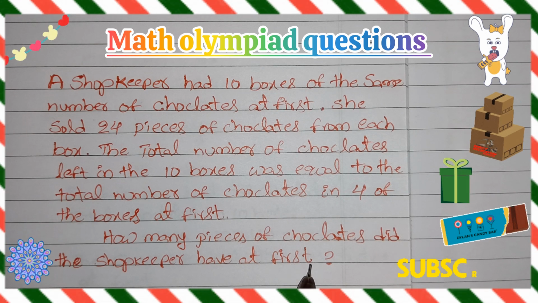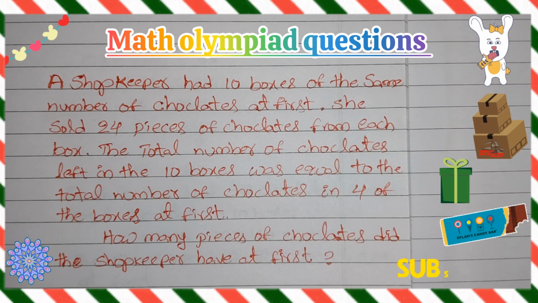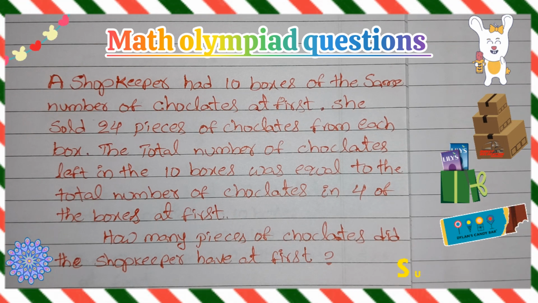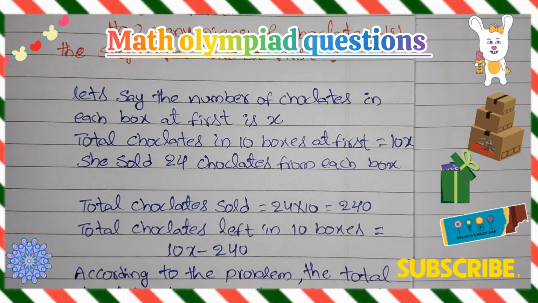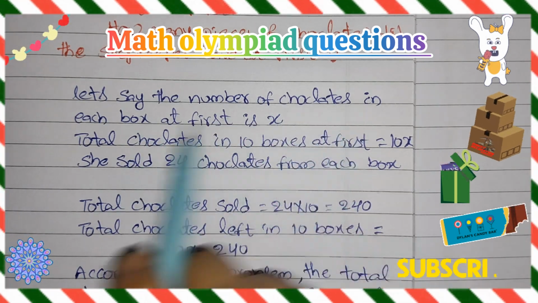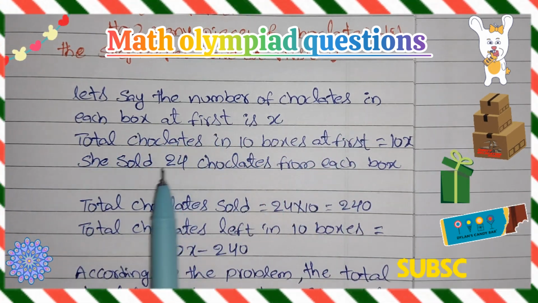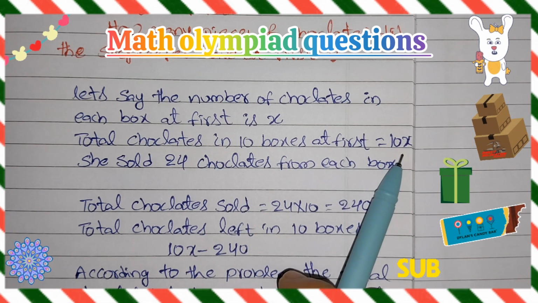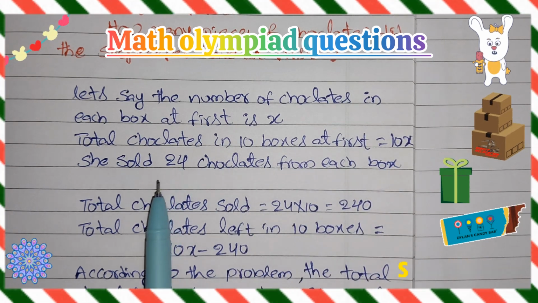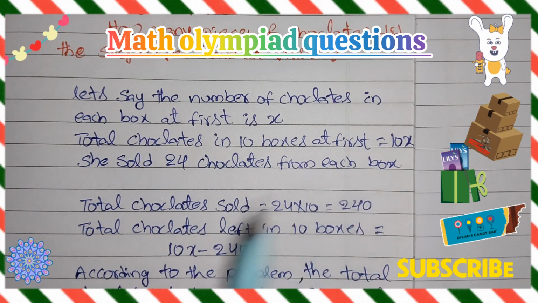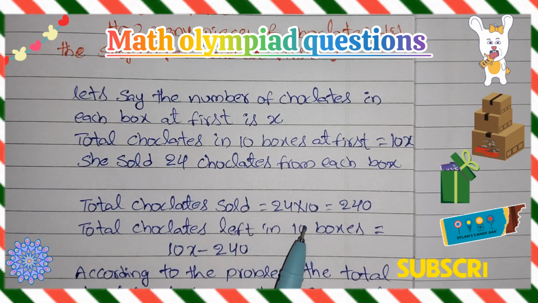Read the question carefully and understand what is given and what we have to find. We have to find how many pieces of chocolates she had at first. Let's see how to solve this problem. Let's say the number of chocolates in each box at first is x. Total chocolates in 10 boxes at first is 10x. She sold 24 chocolates from each box.